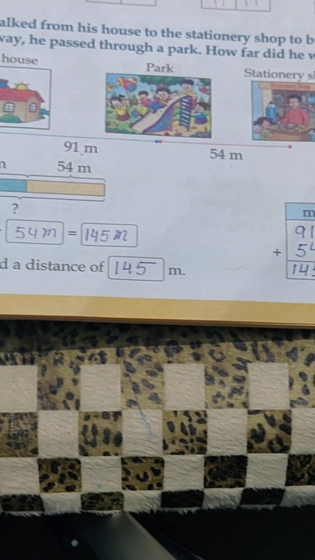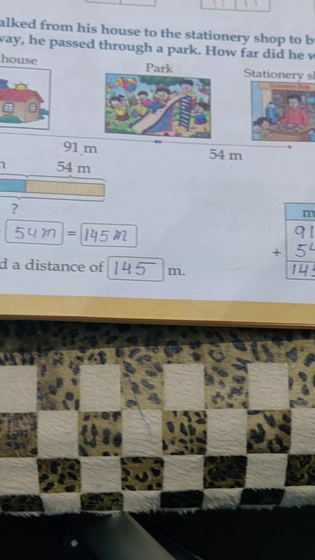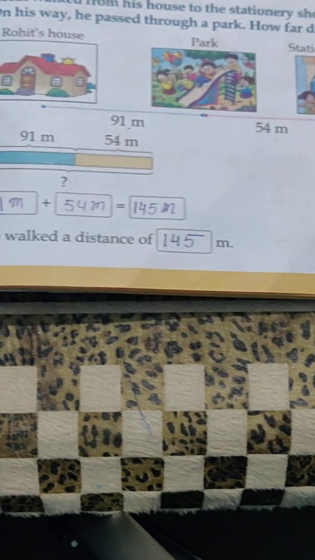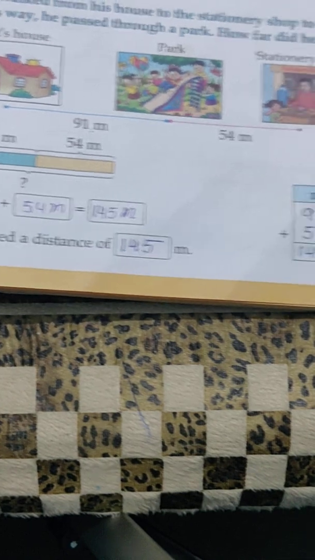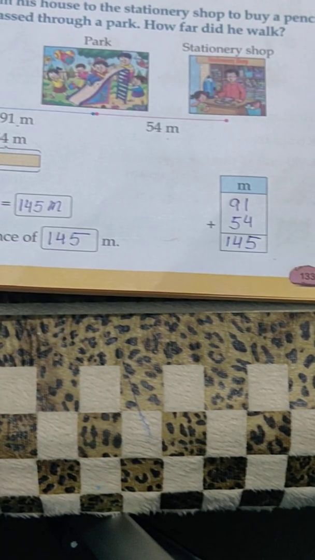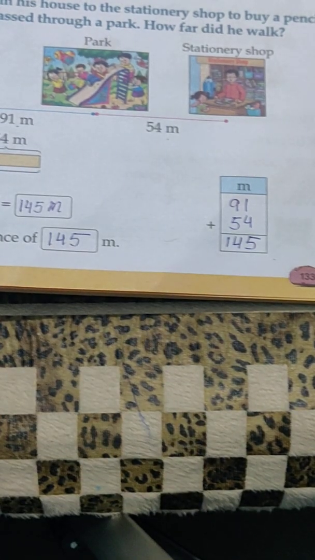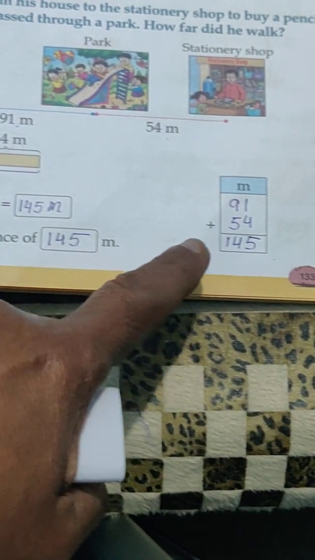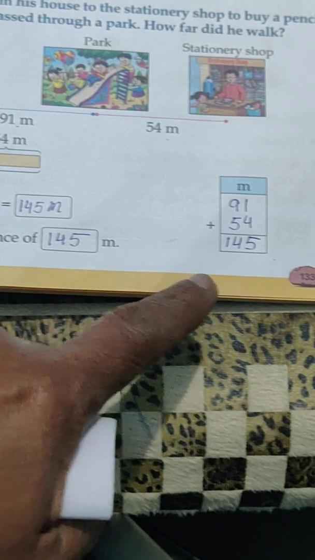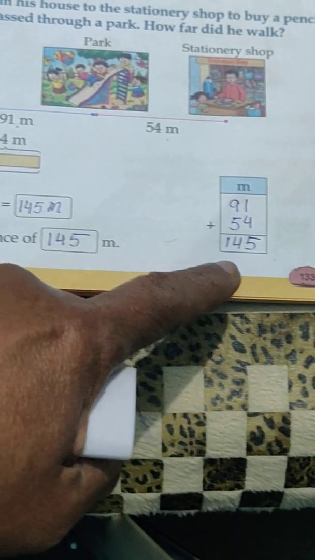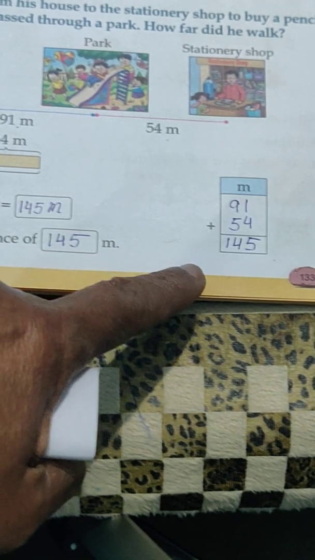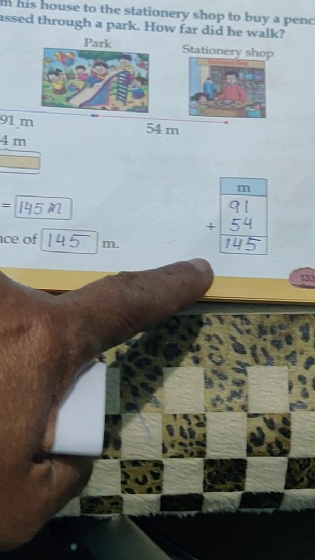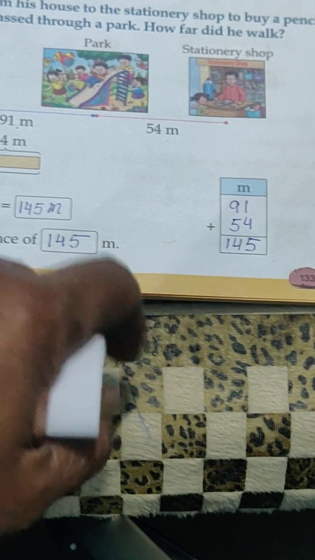So what we are going to do? We'll write 91 meter and 54 meter. And to get the answer easily, we'll write the numbers in a vertical way. Here we have written 91 plus 54. If you add these numbers, 1 plus 4 is 5, 9 plus 5 is 14. So the total distance he walked is 145 meter.